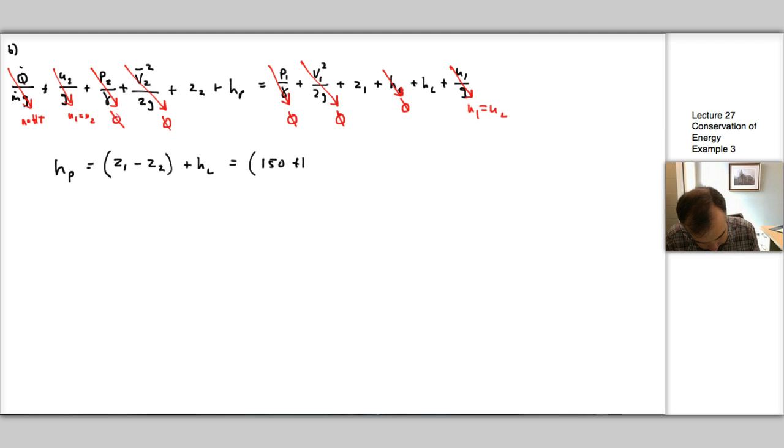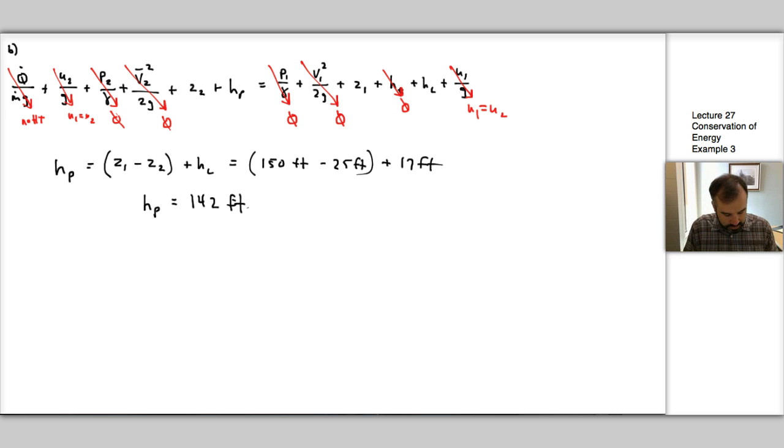That's equal to 150 feet minus 25 feet plus 17 feet, and H sub P is equal to 142 feet. All right, again, we're asked to get that in horsepower. So from before, we can write W P dot is equal to m dot g H sub P, which is equal to rho Q g H sub P.